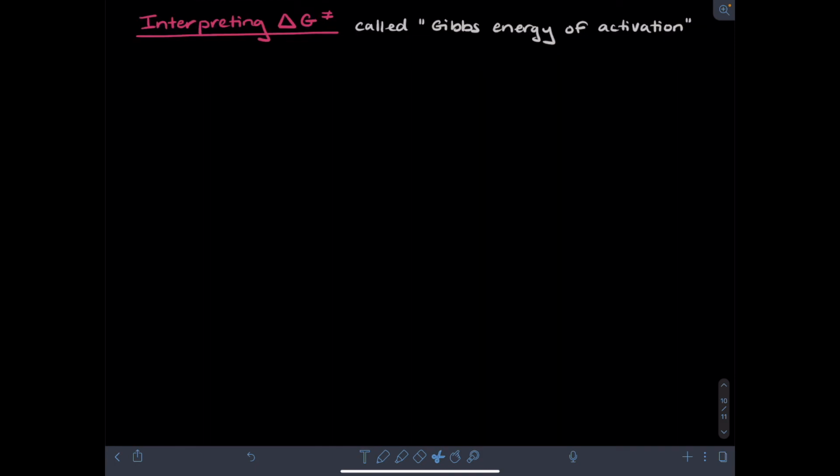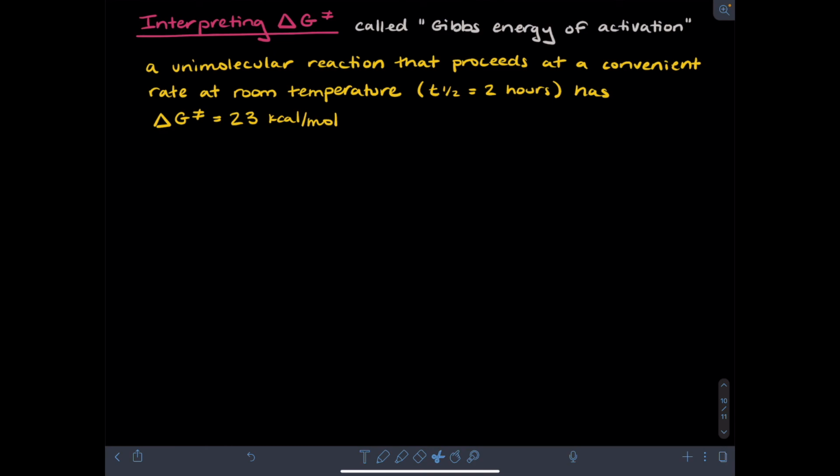I want to end by talking about how we would interpret the delta G double dagger term. This is known as the Gibbs energy of activation or the Gibbs free energy of activation. A useful rule of thumb to keep in mind is that a unimolecular reaction that is occurring at a rate that would be convenient for somebody to measure in the lab would have a delta G double dagger of about positive 23 kilocalories per mole.